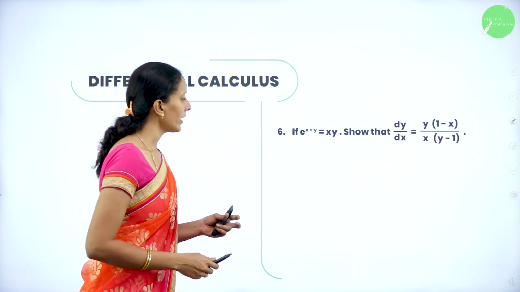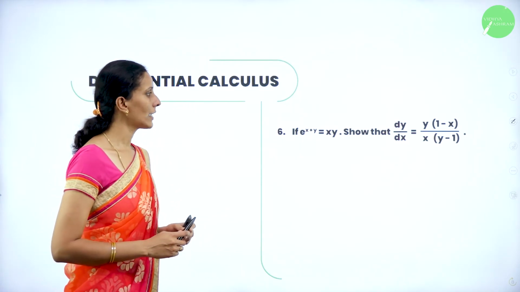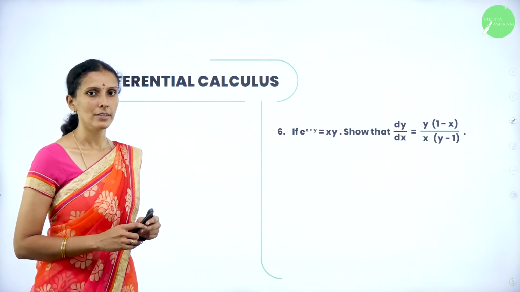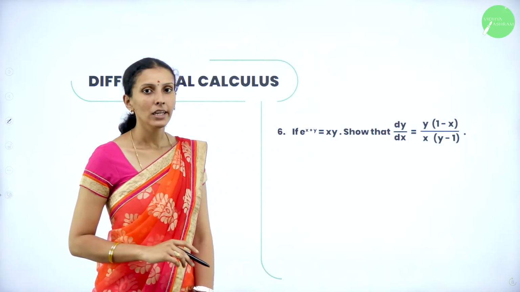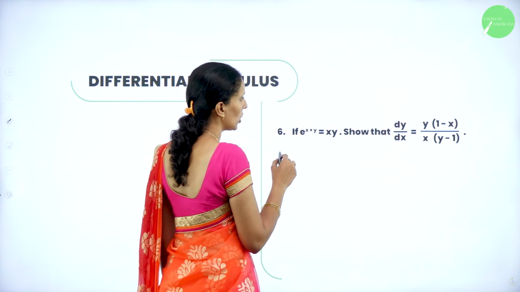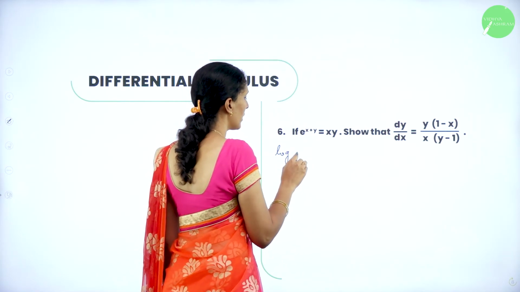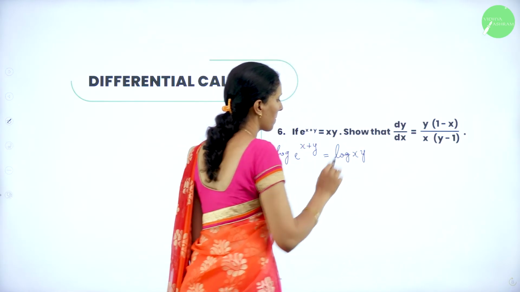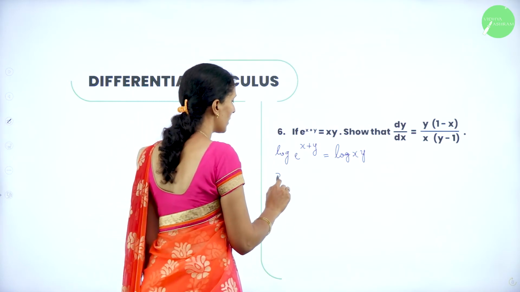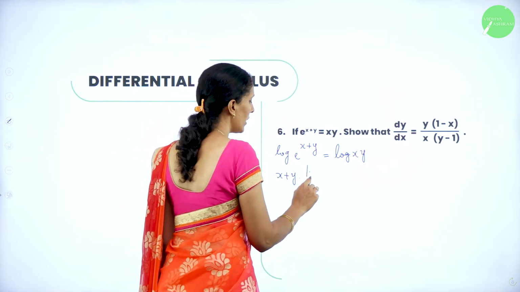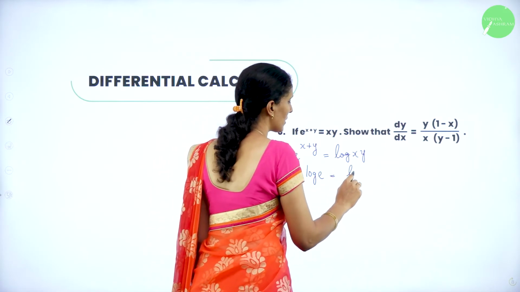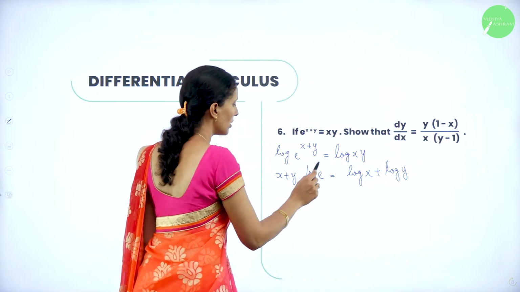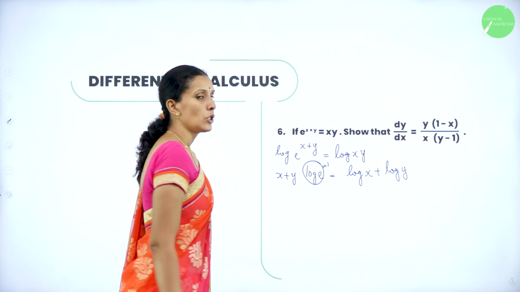Next one. If e power (x + y) is equal to xy, show that dy/dx is equal to y(1 - x) divided by x(y - 1). So here, let me apply log on both sides. So if I apply log on both sides, it is log of e power (x + y) is equal to log xy. So log e power (x + y) can be written as (x + y) into log e, whose value is 1, and this can be written separately as log x plus log y. Now derive the function. Log e value will be equal to 1, so no need to write it.